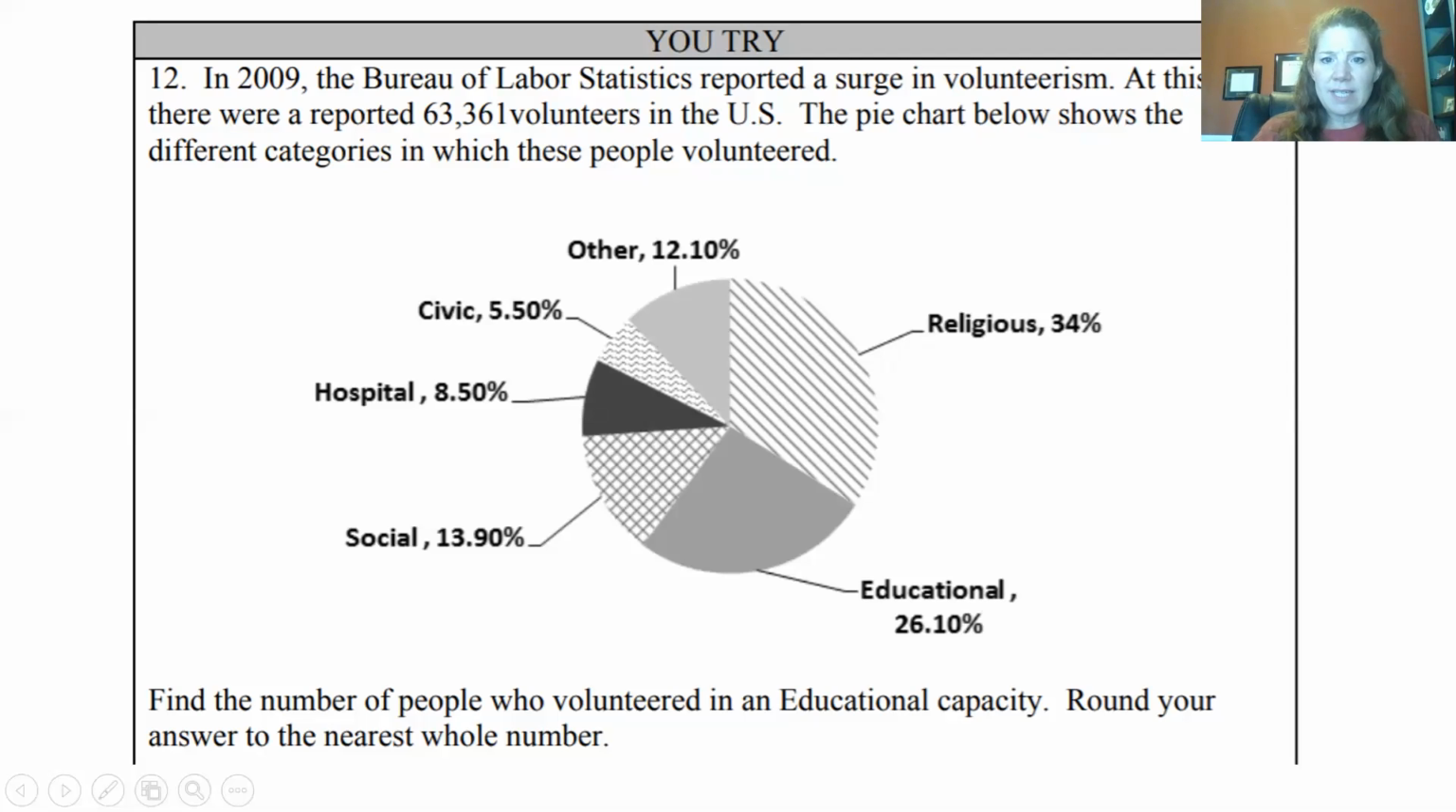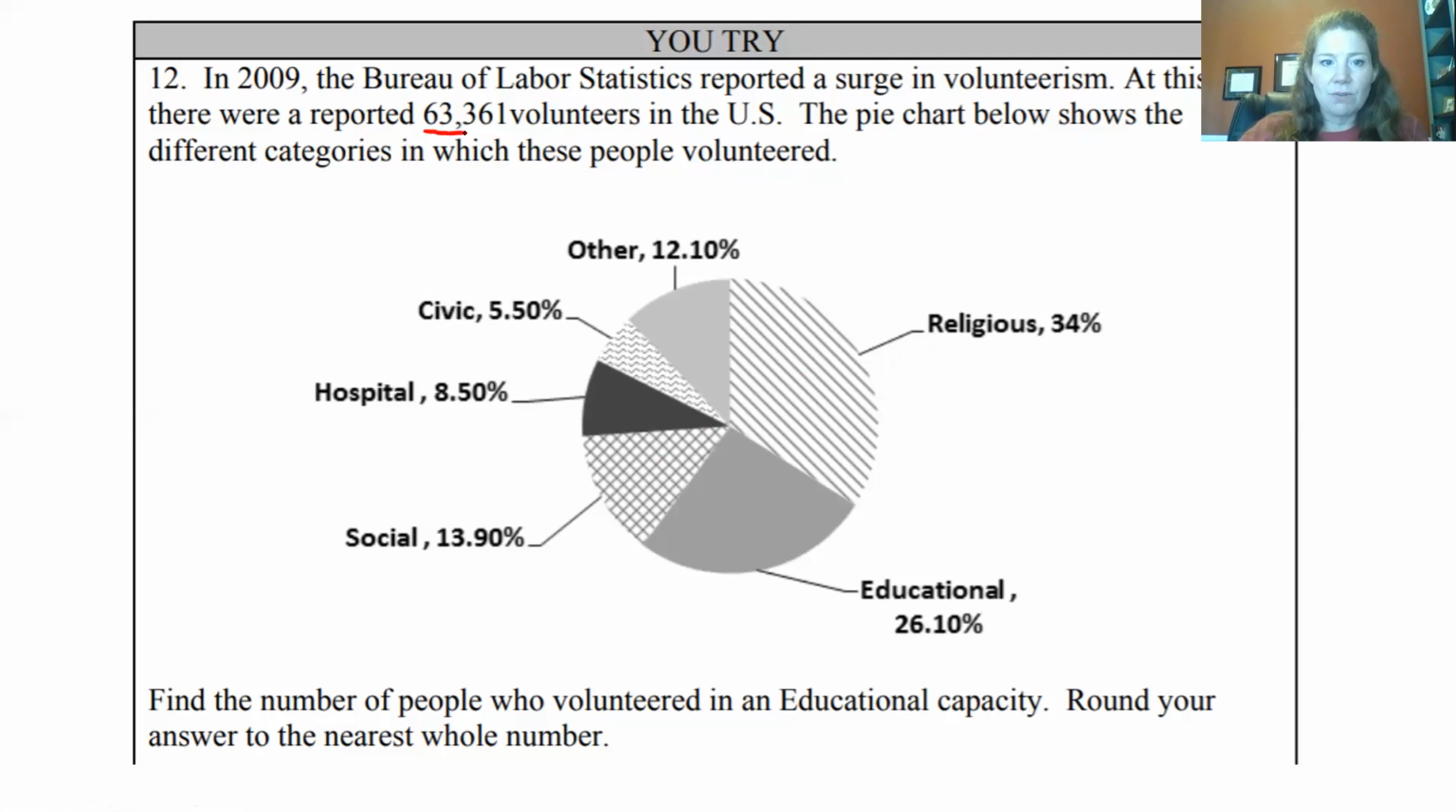All right, so here is another circle graph or pie graph. At this time, there were reported 63,361 volunteers in the United States. The pie chart below shows the different categories in which these people volunteered. So this time we are given a total. It says find the people who volunteered in an educational capacity.